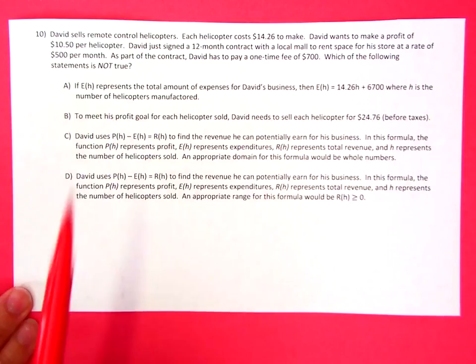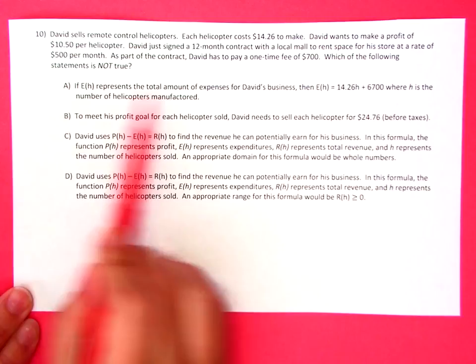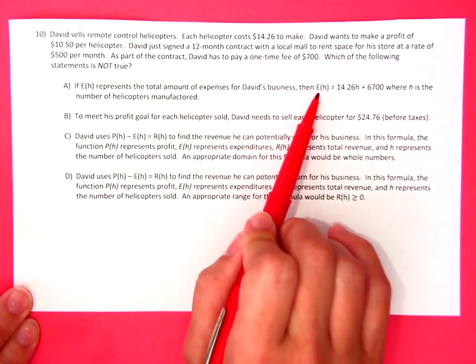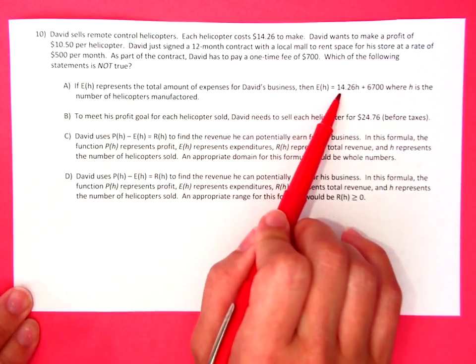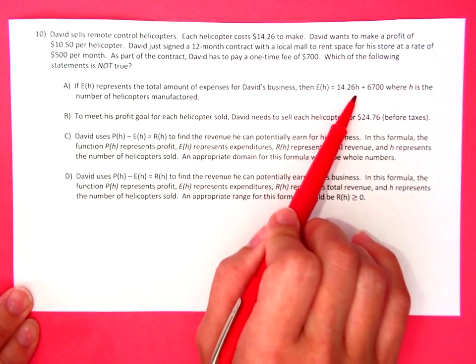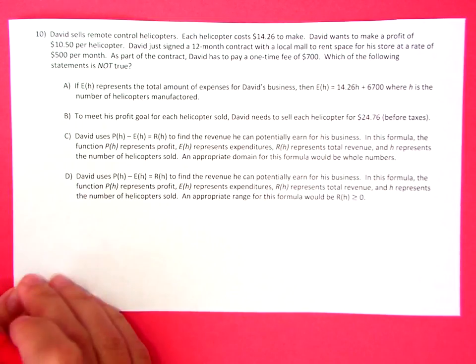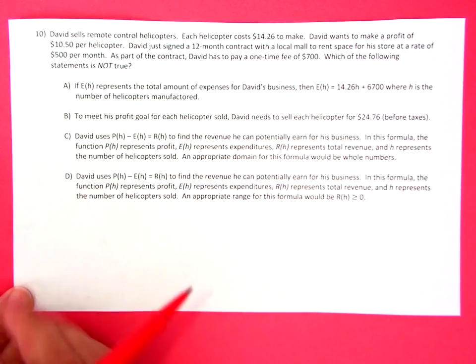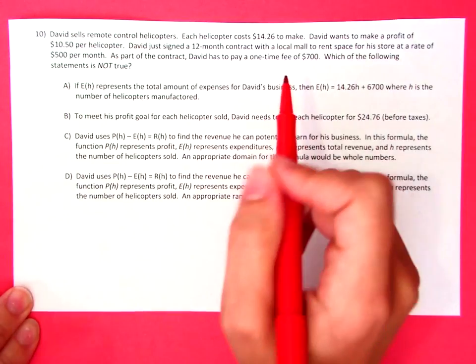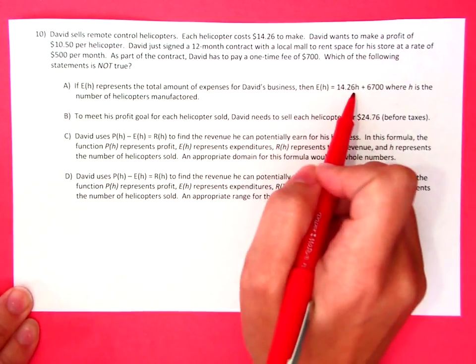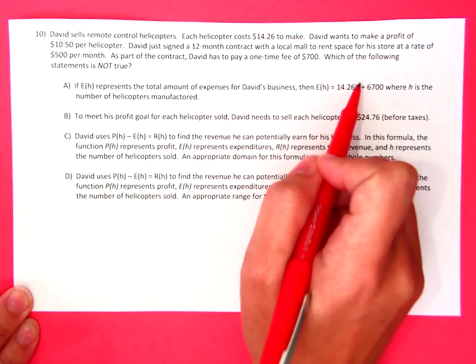Well, let's look at A. It says if E of H represents the total amount of expenses for David's business, so we're building a function here, then E of H would equal 14.26H plus 6,700, where H is the number of helicopters manufactured. Well, let's look at this. We're looking at expenses. So they are suggesting that H represents helicopters manufactured, so per helicopter.